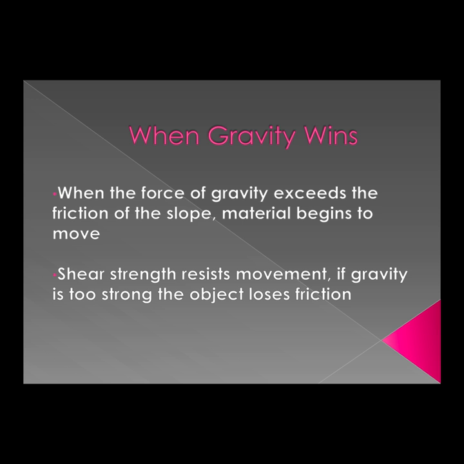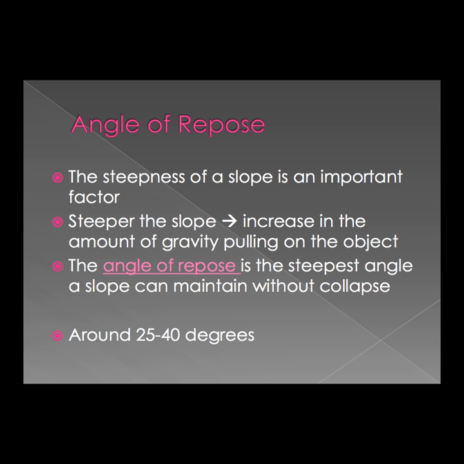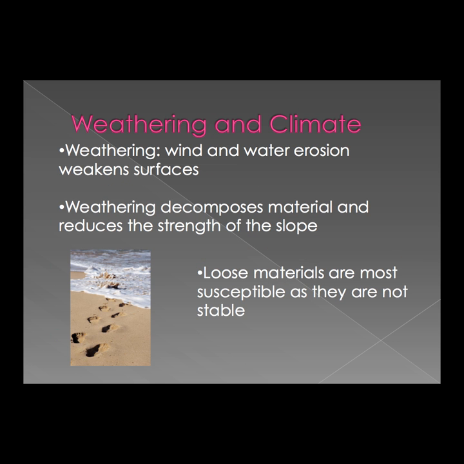So the steepness of a slope is an important factor, and the steeper the slope, the more gravity is pulling down on the materials. And the angle of repose is the steepest angle the slope can maintain without collapse. So when it gets too steep, the materials are inevitably going to flow. And that's usually 25 to 40 degree angles. So weathering and climate. Weathering, which is often wind and water erosion, definitely weakens surfaces and decomposes the material on those surfaces. Loose materials are the most susceptible and often are the first to move.